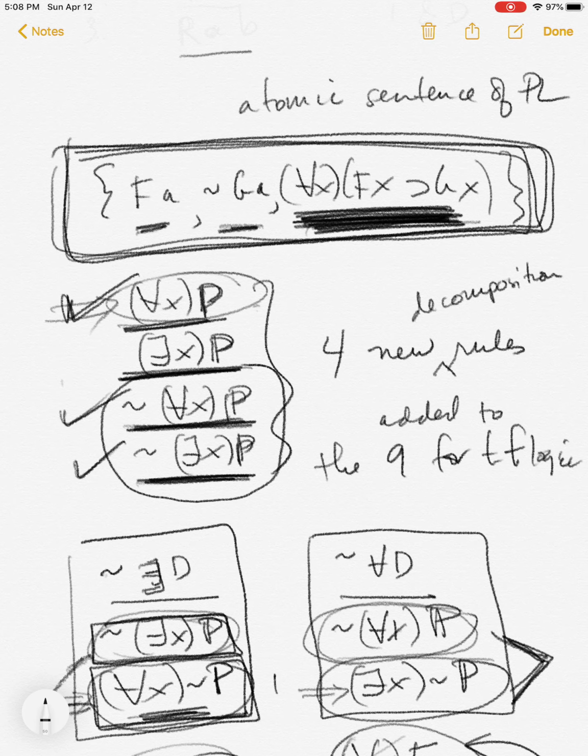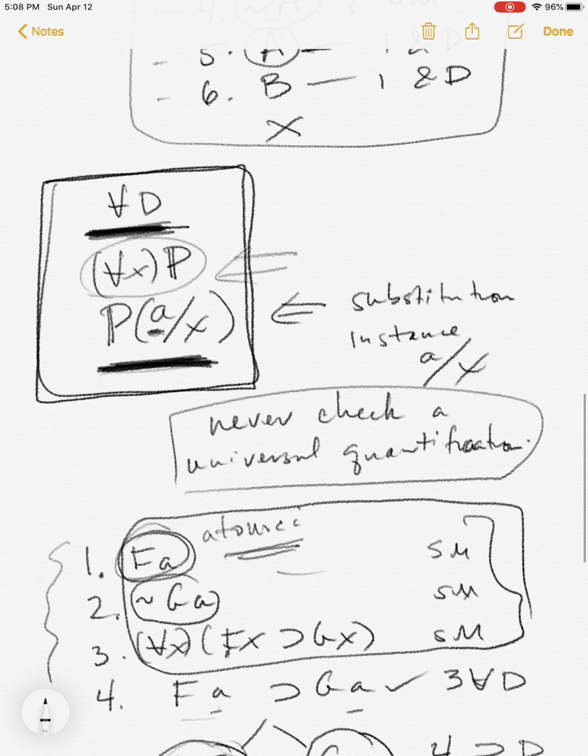Just backing up a little bit to some theoretical stuff. We saw that both of these rules were both upward and downward correct because we're writing down something that's equivalent to the thing that we're decomposing. What about universal decomposition? Is it upward and downward correct? Is it downward correct? Is it the case that every interpretation that makes a universal quantification true is going to make the instance that we write down true? Yeah, because if a universal quantification is true, then every single instance of it is true. So it's downward correct.